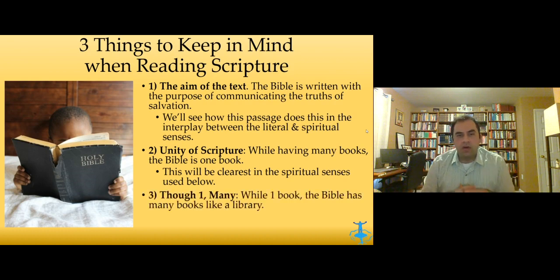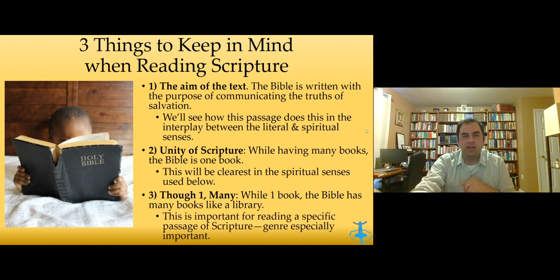And then finally, we said that although one, the Scriptures are in some sense many, because while it is one book, the Bible has many books, like a library. We talked about how that's important specifically for understanding or determining the genre of a given passage or a book of Scripture. And in our How Do We Read Scripture tutorial, we said that genre is going to determine our approach to a given book. If we're reading the Psalms, our approach is going to be different than if we're reading a historical narrative, for instance. So genre has to be kept in mind.